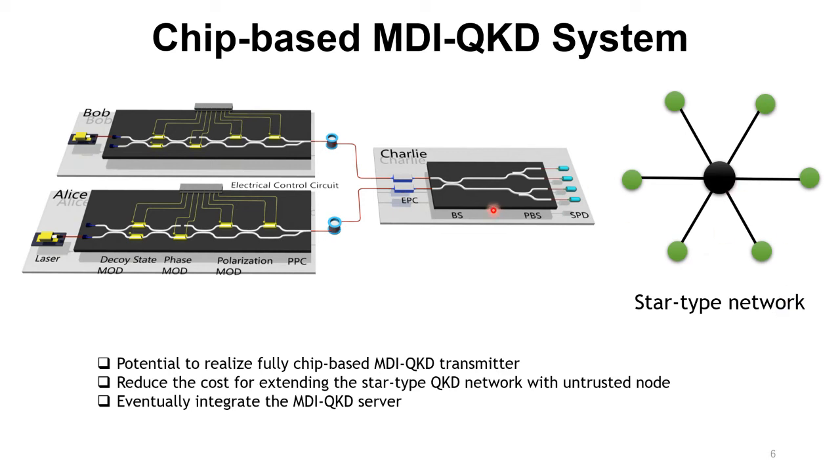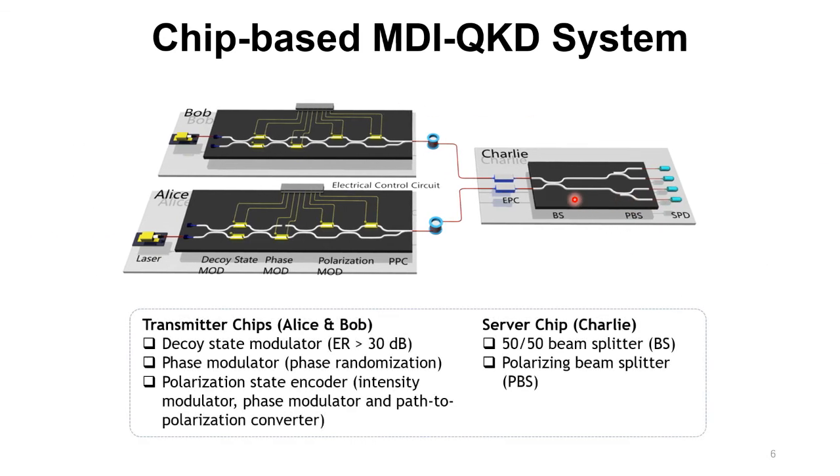Of course, photonic integration also benefits the MDI-QKD server. The MDI-QKD server can be integrated step by step. First, integrate the passive components, and then active components like optical switches. Finally, we can integrate the single photon detectors and realize a fully chip-based server. Based on this idea, we developed a chip-based MDI-QKD system by integrating both transmitter and server chips.